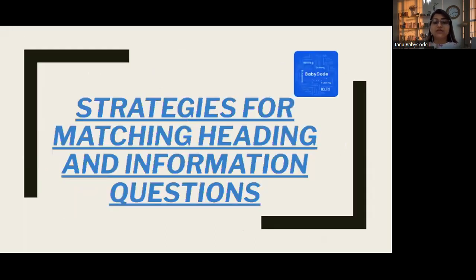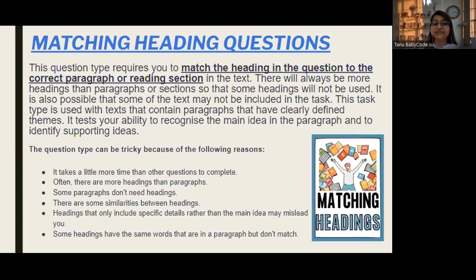Okay, now let's come towards the strategies, how you can approach these types of questions easily, what you need to know, the important tips, and how you will find your answers quickly. Now, what is a matching heading question? The name itself says that you have to match the heading.